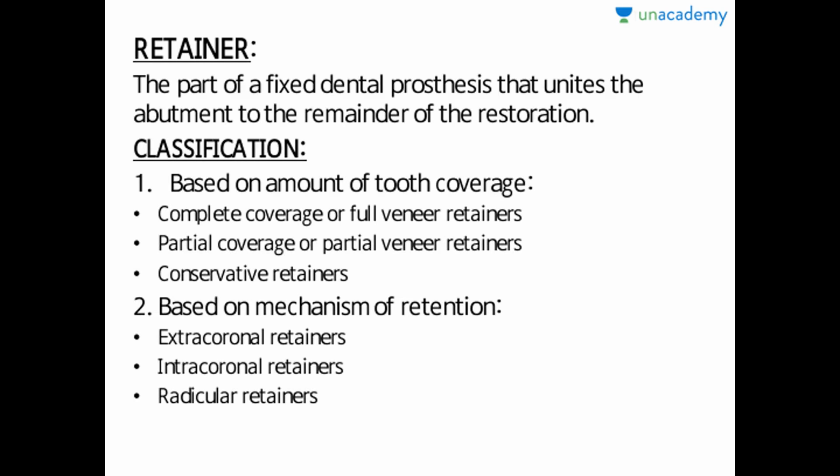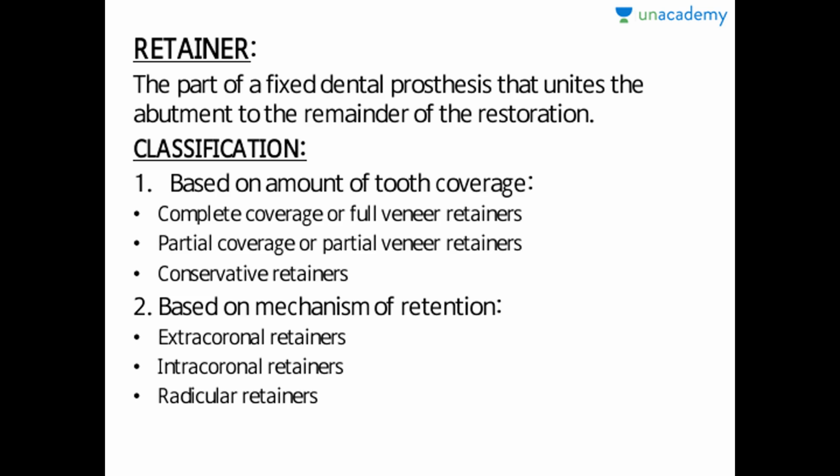The part of a fixed dental prosthesis that unites the abutment to the remainder of the restoration is the retainer. Now we are going to classify them. They can be classified based on the amount of tooth coverage. It can be complete coverage or full veneer retainers. These are the retainers that cover the abutment teeth from all the surrounding areas, from all the aspects. That is, a tooth is covered fully by the retainer.